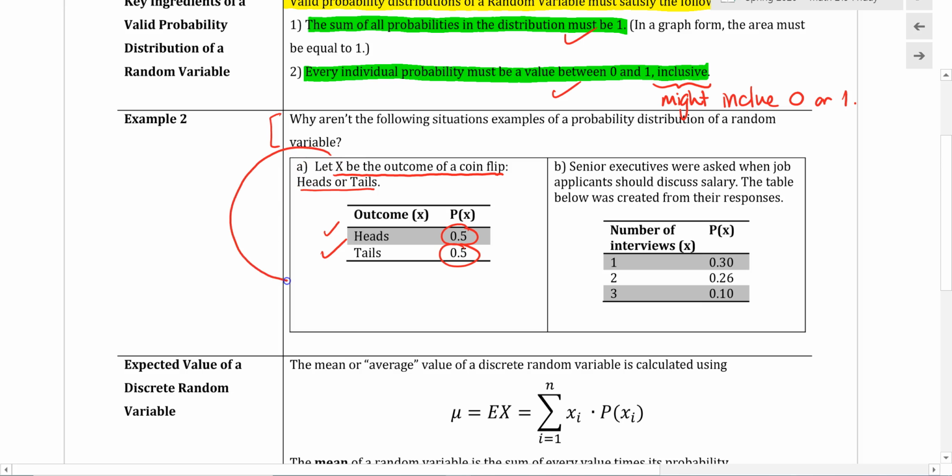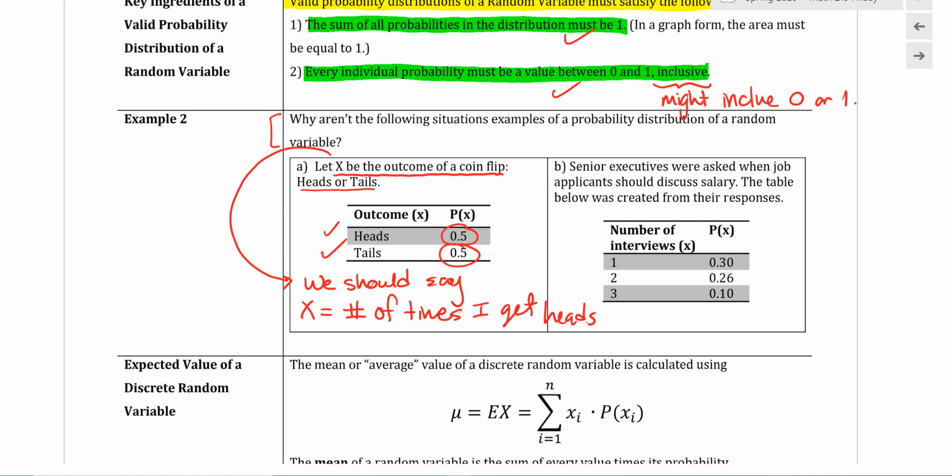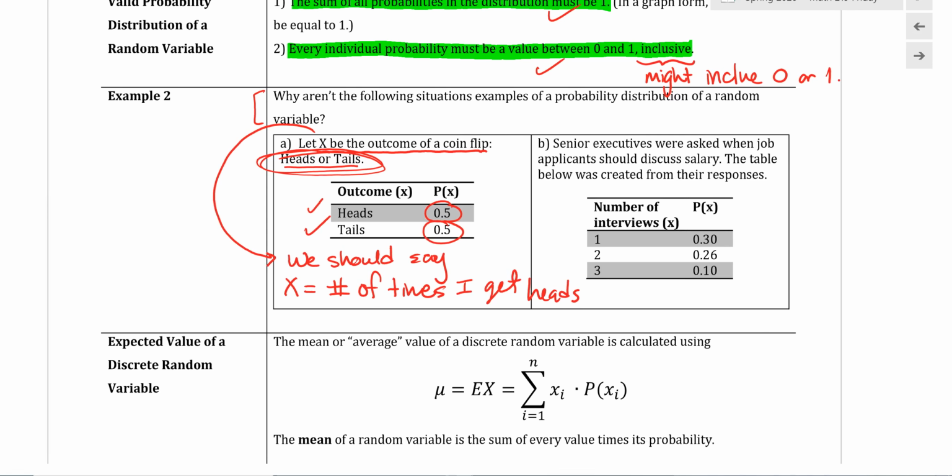We shouldn't say that x is the outcome of the coin flip. We should say x is the number of times I get heads. Because now it's countable, right? Now if I flip a coin 100 times or whatever, I can count the number of times I get heads. So you have to be careful with the wording. The way it was first worded, it's not technically a random variable because that is not a quantitative value, it's qualitative. So you have to make sure they're worded so that you're talking about quantitative things.